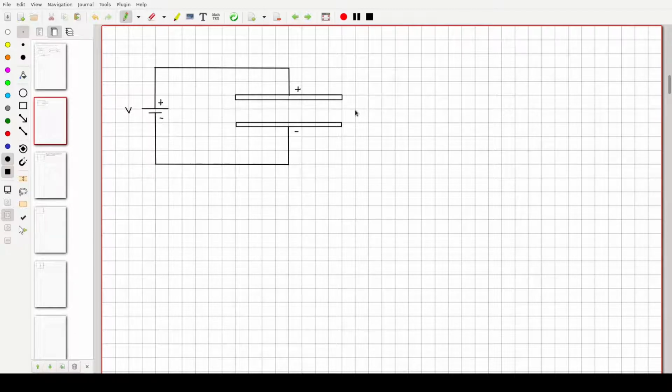Now, is that right? That's not right. Now, so electric fields point from high voltage to low voltage.